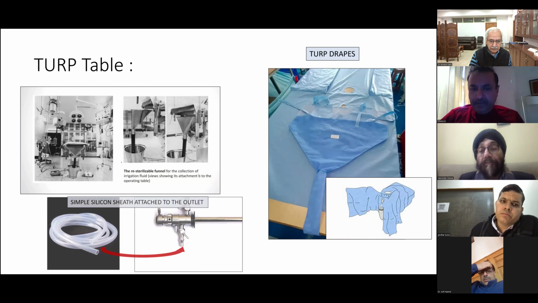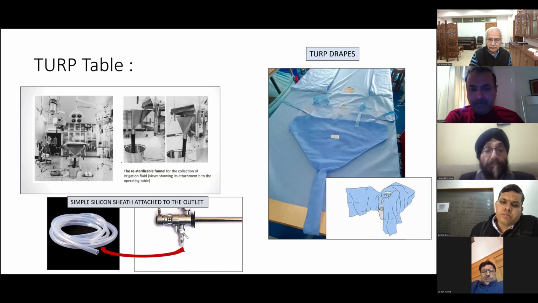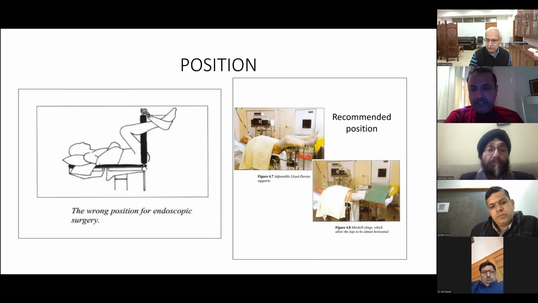And if this is not available, you can just connect a simple silicone tube to the outlet of the outer sheath, which will go into the bucket and not soil your things. Regarding the position, this is very important. A lot of senior teachers who are fond of names would definitely ask you regarding the position.